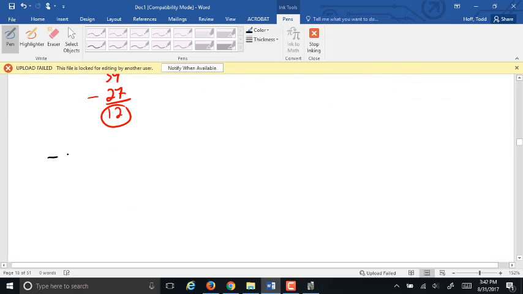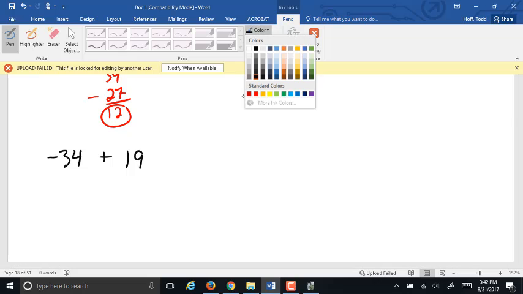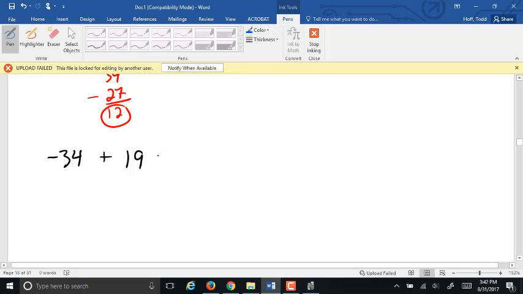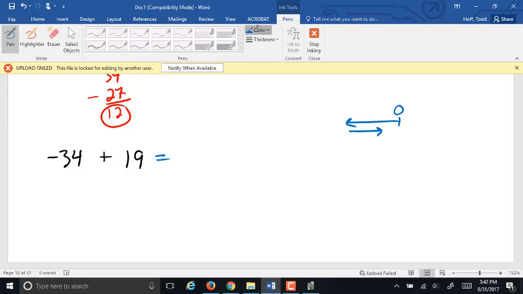I might have negative 34 plus 19. Again, what I am thinking in my head is this. Here's 0. Negative 34 goes this way. 19, same direction or opposite direction? Opposite, it's positive. Is it longer or shorter? It's shorter, it's lower magnitude, less magnitude. So it stops short of 0.